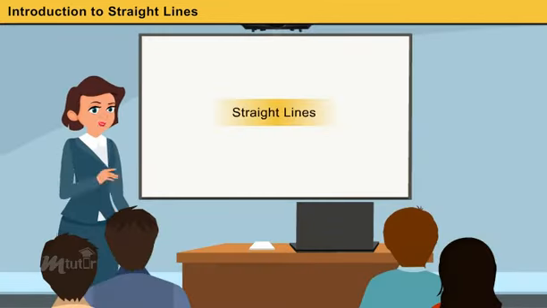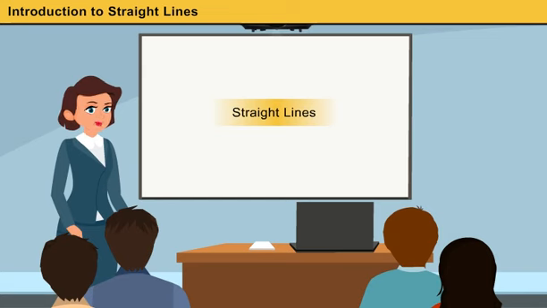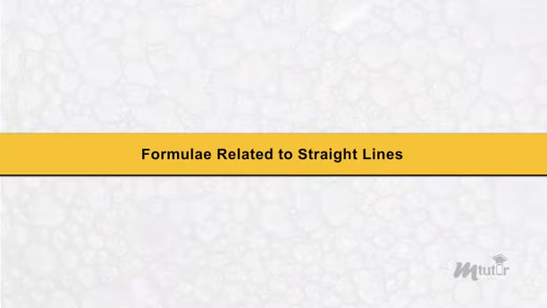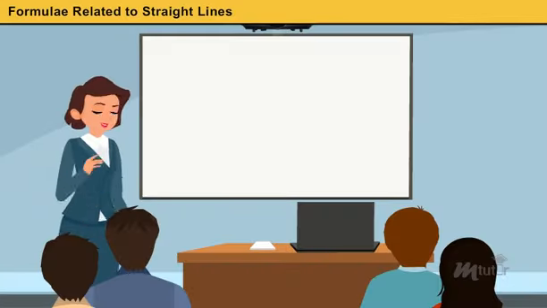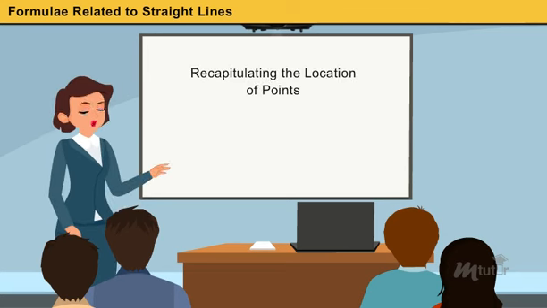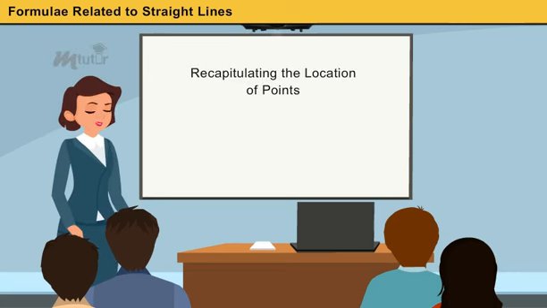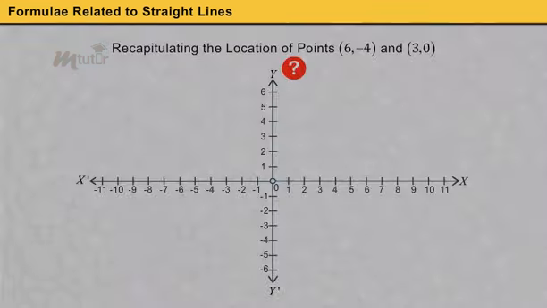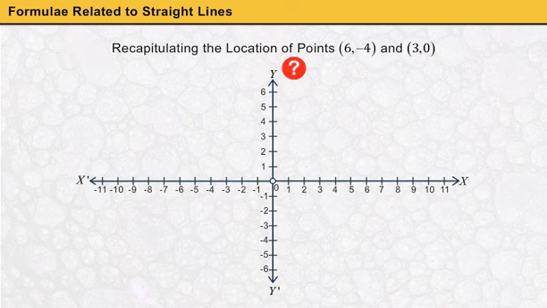To answer these questions, we need to learn what a straight line is and a few important formulae related to it. Let's discuss those now. Formulae related to straight lines. Before learning the formulae, let us first recollect the points on the location of points. Consider the points (6, -4) and (3, 0). How will you locate these points in the xy plane?